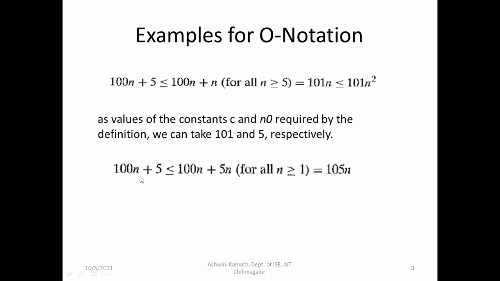The second one is 100n plus 5 less than or equal to 100n plus 5n, which is equal to 105n. To complete the proof of this, we can take c equal to 105 and n naught equal to 1. For the lesser value, here n naught we have taken as 1.